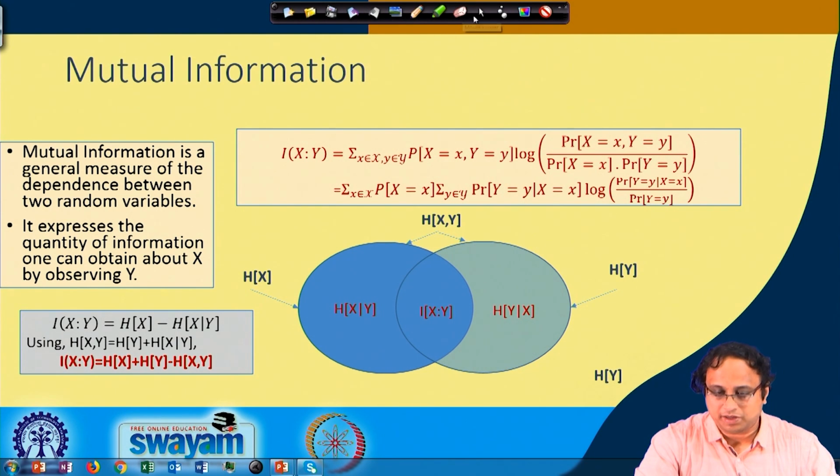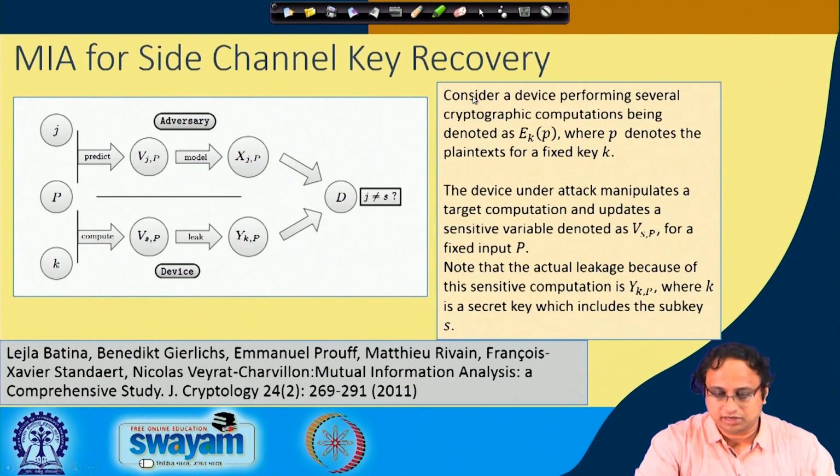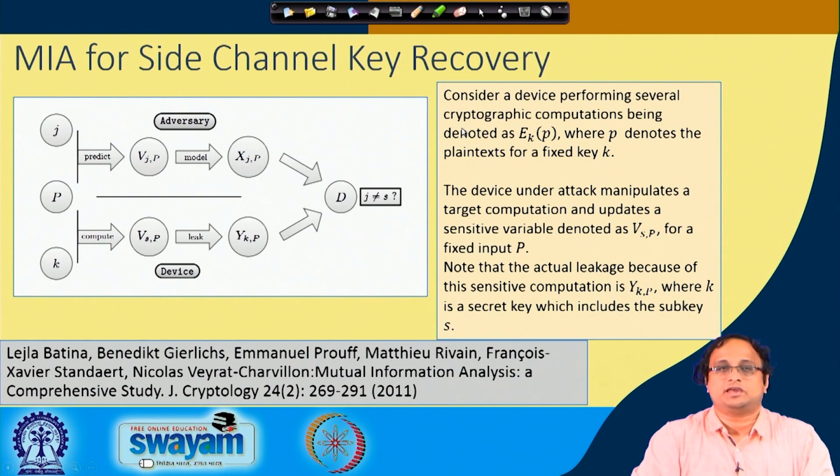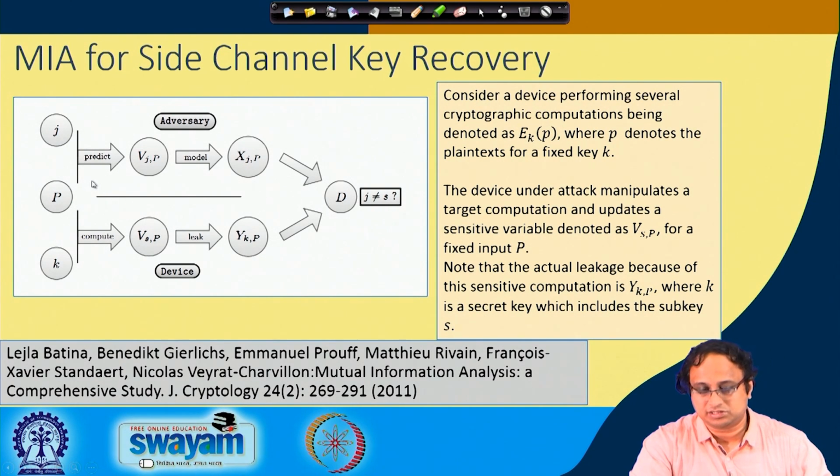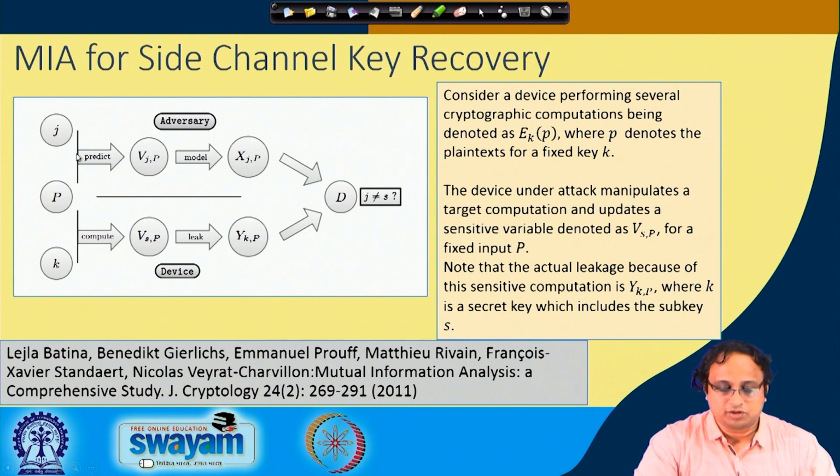Now, with this background, let us see how we can apply MIA for side channel key recovery. Here is one very fundamental paper published in the Journal of Cryptology in 2011. This diagram is taken from this paper. You can observe that there are certain random variables which have been defined here. One way to conceptualize this is by considering that there is a device which is performing several cryptographic computations, and you denote that by, say, EKP.